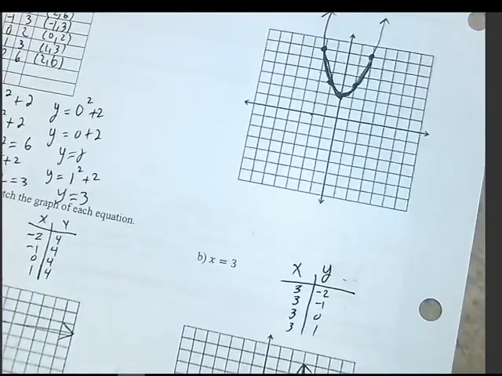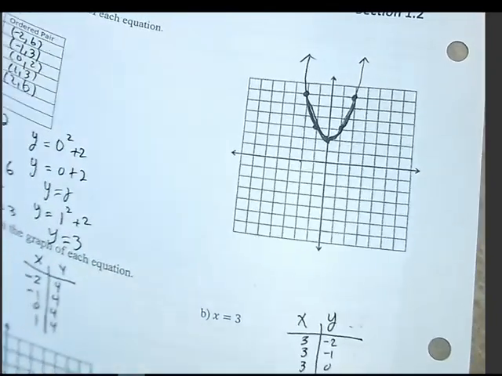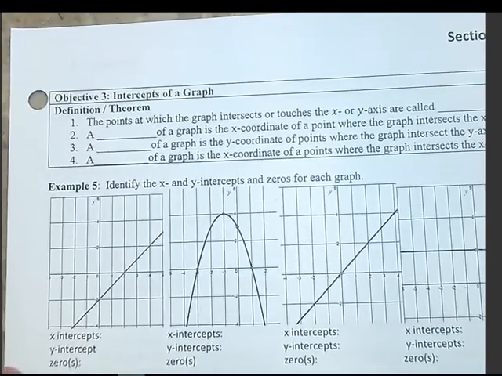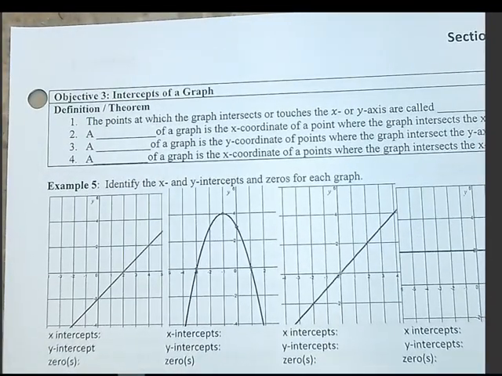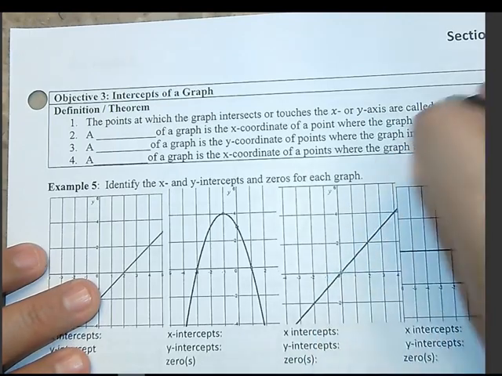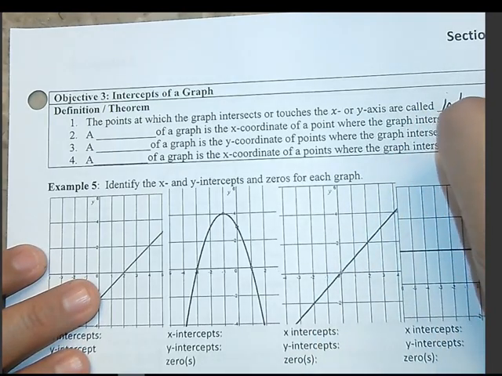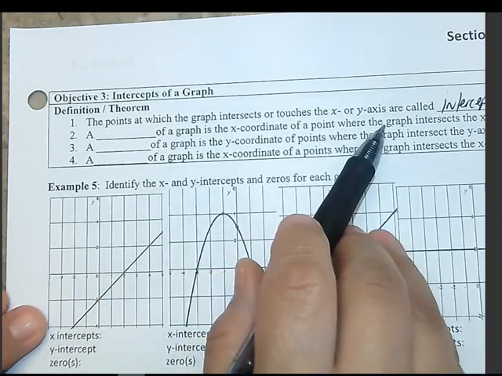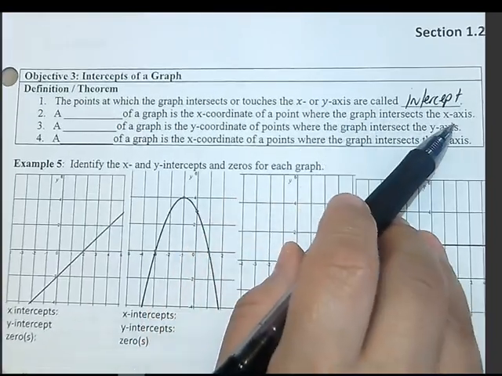So let's go to the next page. The intercepts of a graph. And so now we'll learn a second way of graphing these equations. But first, let's look at what an intercept is. So these are points at which the graph intersects or touches the x and y axis. We call them intercepts.